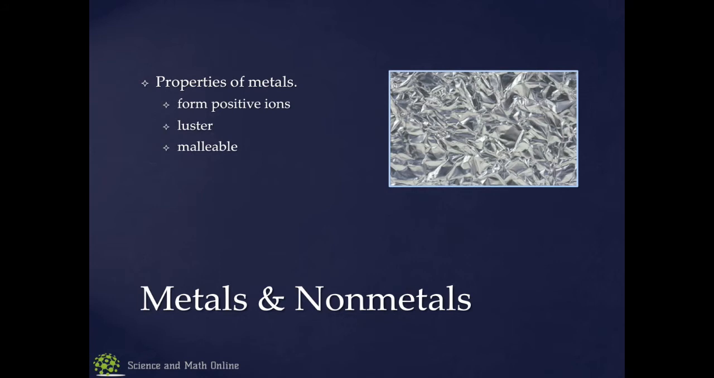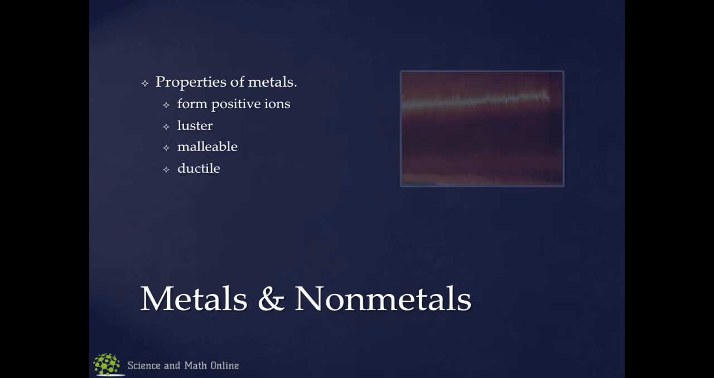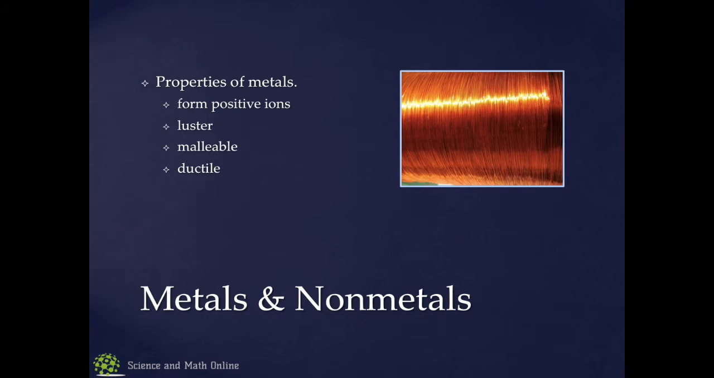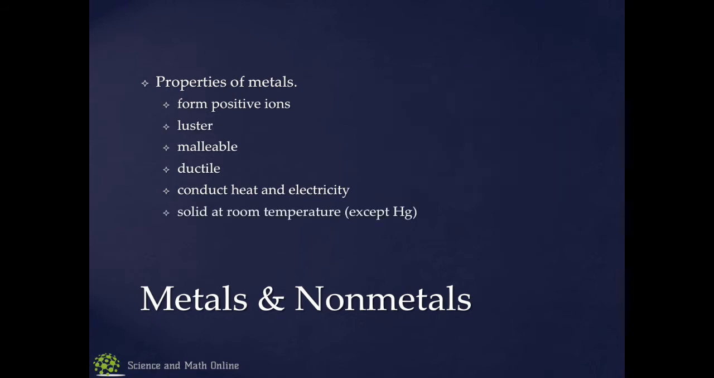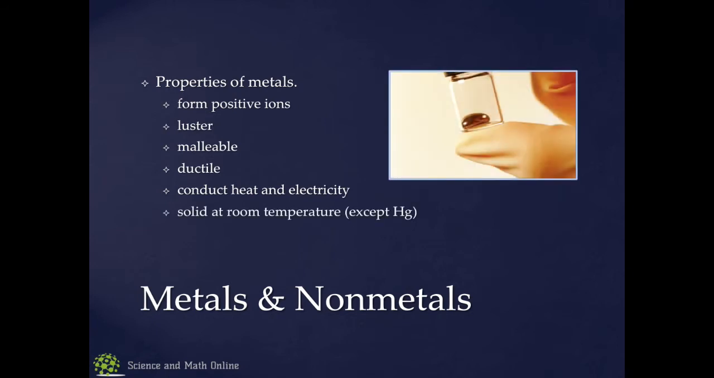Think aluminum foil, gold foil, things like that that are common for metals. In addition, they can also be pulled into thin wire without breaking. That is called being ductile. All of our wires are made out of metal. We don't make sulfur wires because they wouldn't work very well. Metals are very good conductors of heat and electricity, and they are solids at room temperature with the exception of mercury.